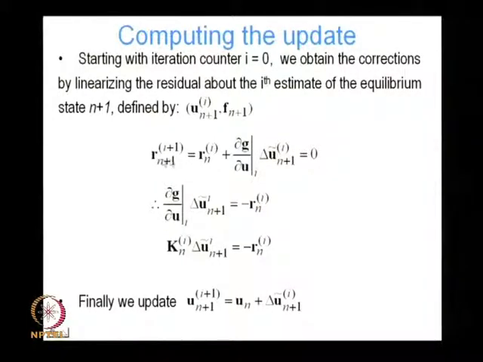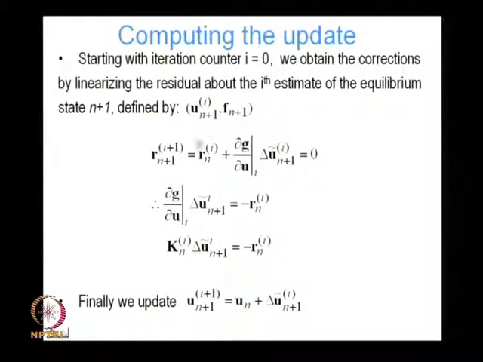I say that R n plus 1 at i plus 1, I know everything at iterate i. I know the value of u at iterate i, I know the value of my internal force at iterate i, I know the value of my tangent at iterate i. And then I want to find out what increment I must take in the displacement to make the residual smaller. That is my new problem. So to do that I expand the residual in Taylor series about the known state which is at iterate i.